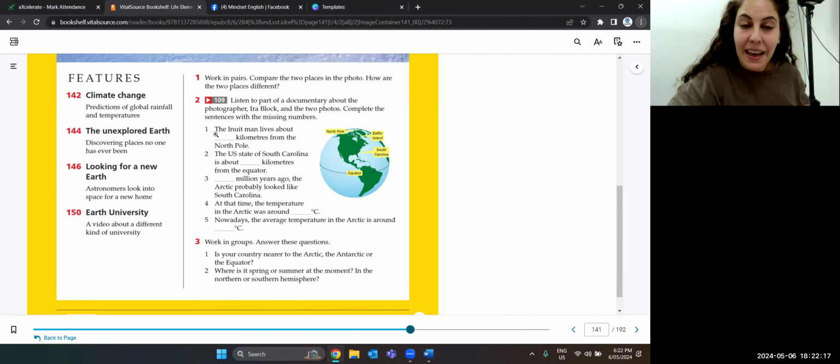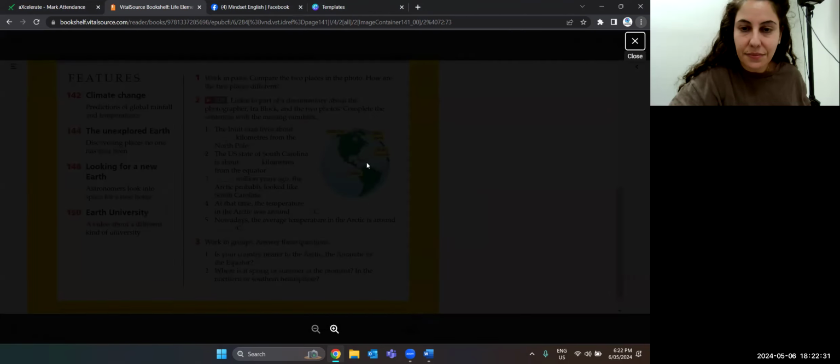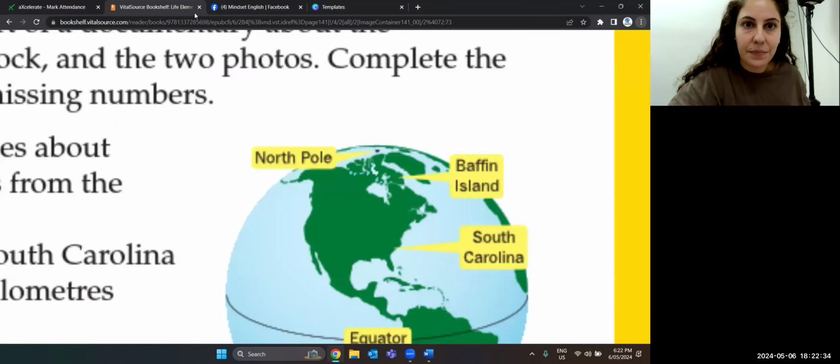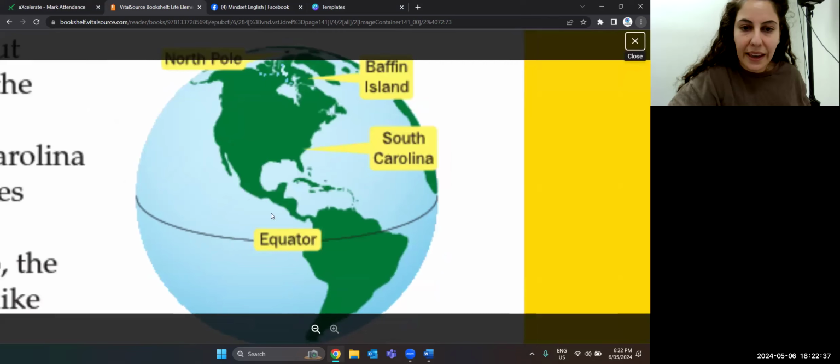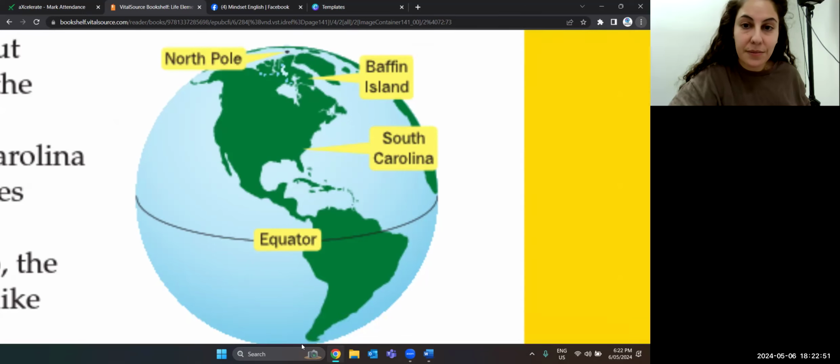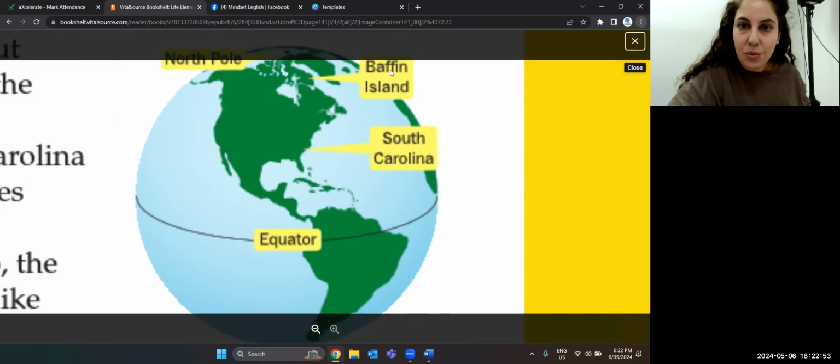Okay, so the Inuit man lives about 2,500 kilometers from the North Pole. So if we look at this world here, we can see that we have the world, and the center part is called the equator. The North Pole is the top of the world. The South Pole is the bottom of the world. And this is where he is, Baffin Island.